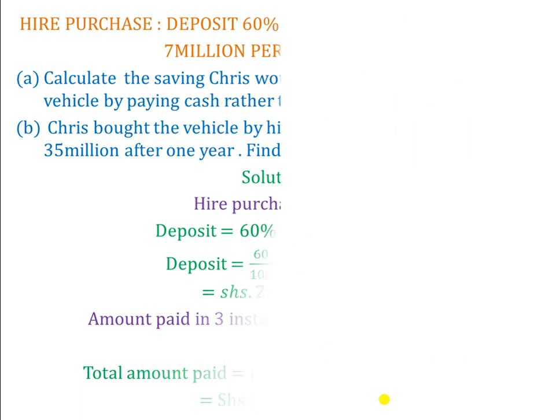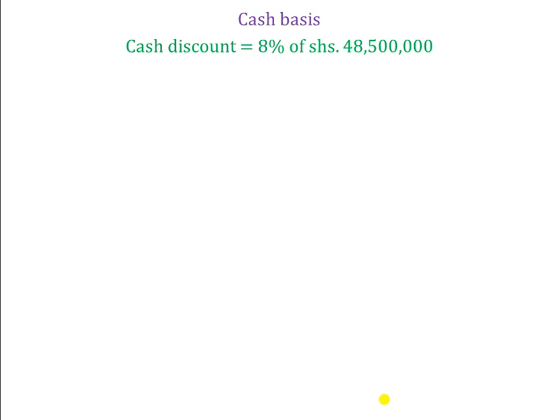Let's look at the other situation where someone uses cash basis. Now the cash discount is there, remember there is that advantage. So they have to first give you 8% discount of the total amount, which was 48 millions 500,000. So that gives you 8 out of 100 multiplied by 48 millions 500,000. And when you compute this, you'll come up with shillings 3 millions 880,000. This is simply a discount that you're given. You can't imagine how advantageous it would be.